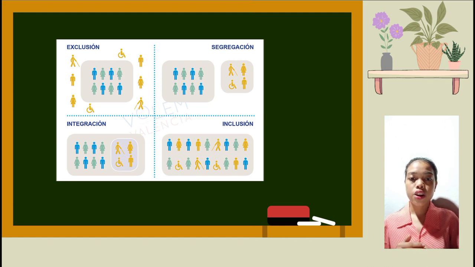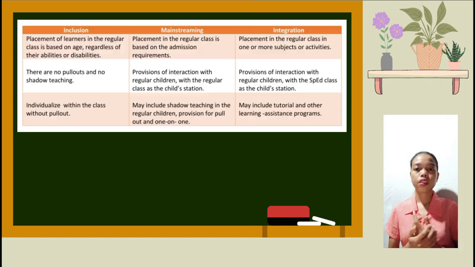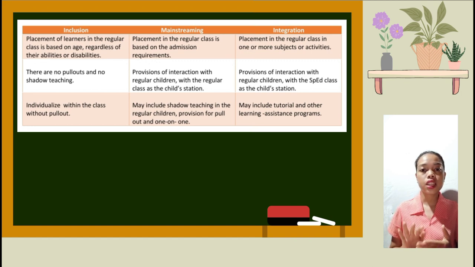So, this figure presents the concepts on integration and inclusion. This is the conceptualization of inclusion, mainstreaming, and integration. In inclusion, placement of learners in the regular class is based on age, regardless of their abilities or disabilities. There are no pull-outs and no shadow teaching. Individualization within the class without pull-out.